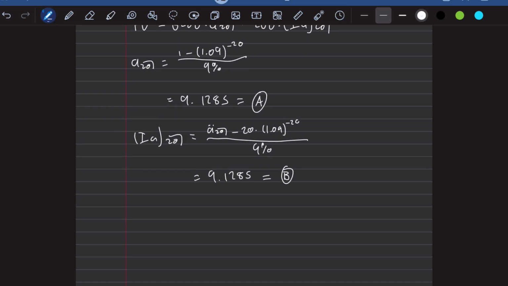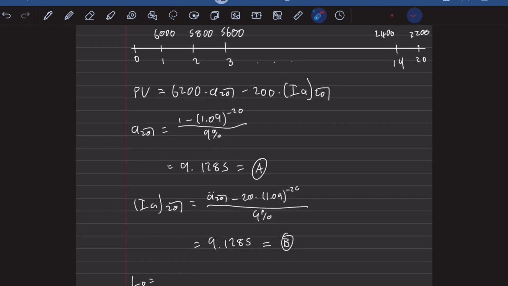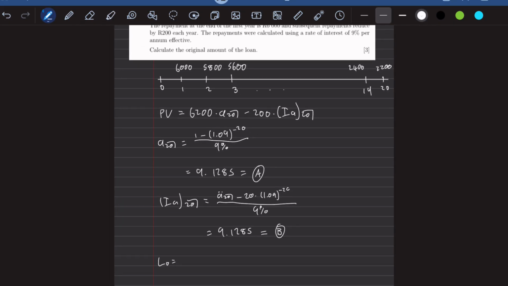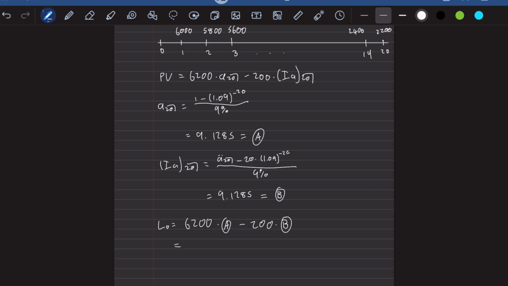So then basically the present value of all of these, which is the loan amount, the outstanding balance at time 0, is going to be, we just plug all our things in, so 6,200 times A minus 200 times B, and if we put that in, we're going to get 42,415.88, and that's the answer to question 4.